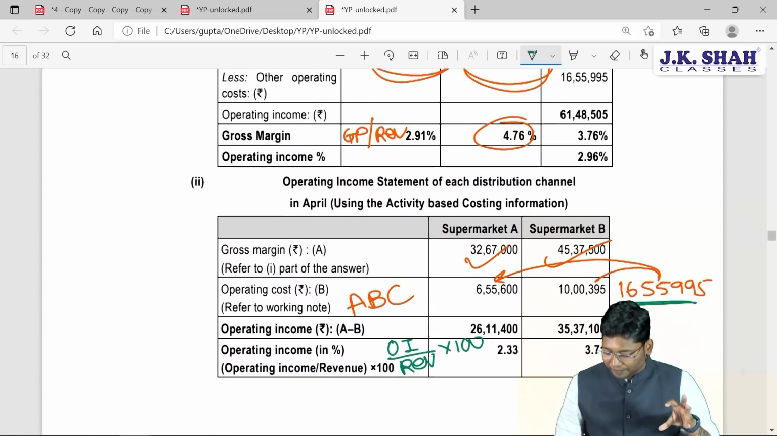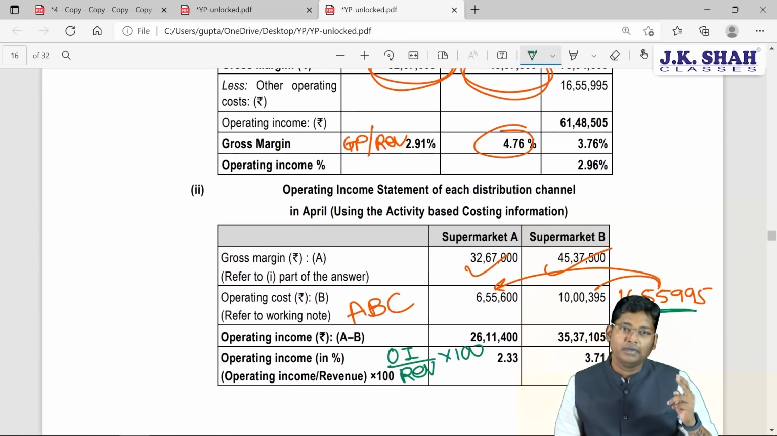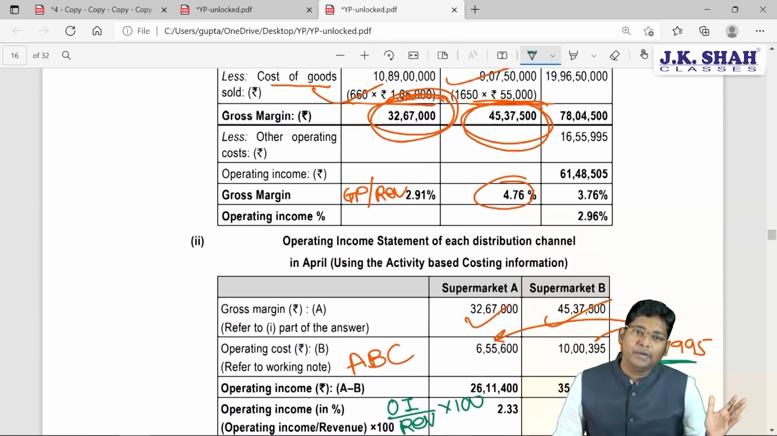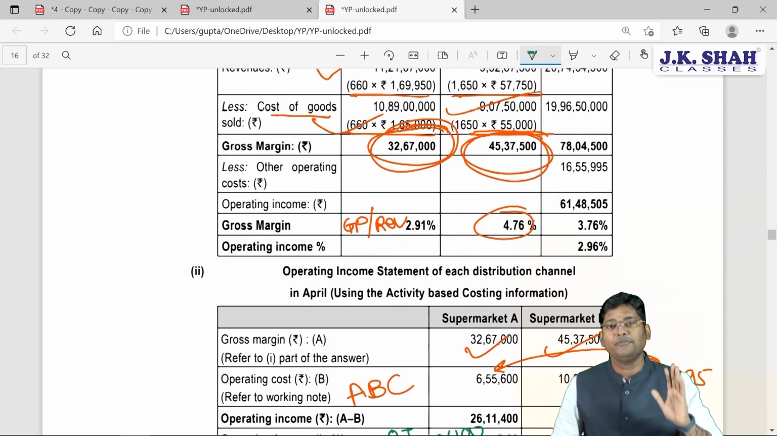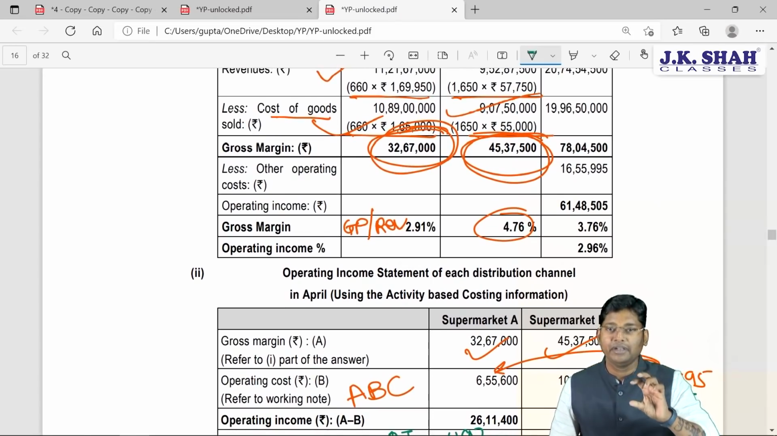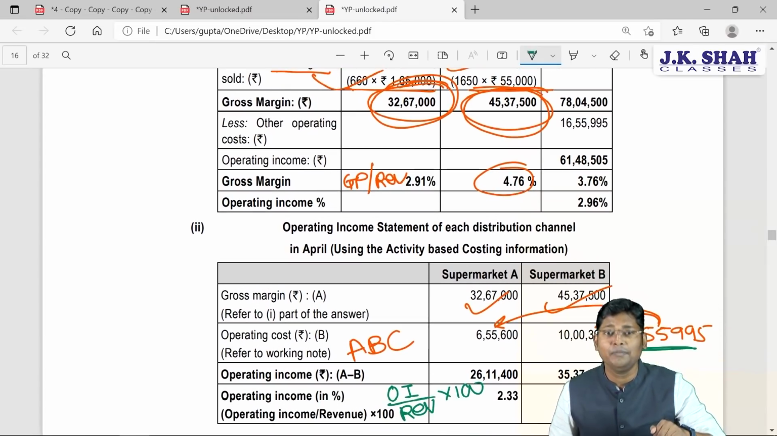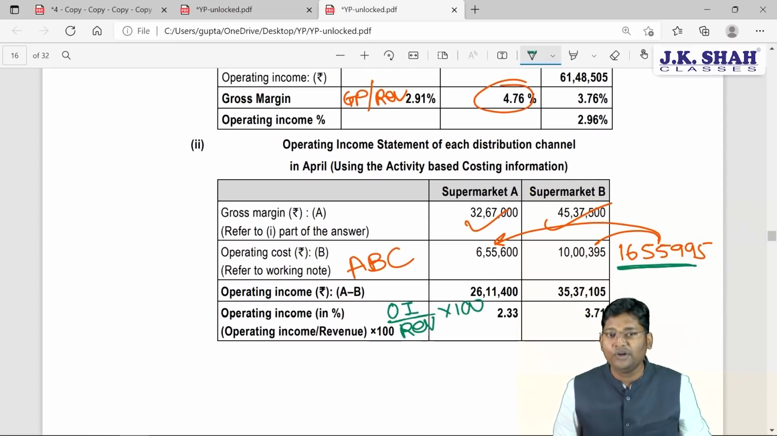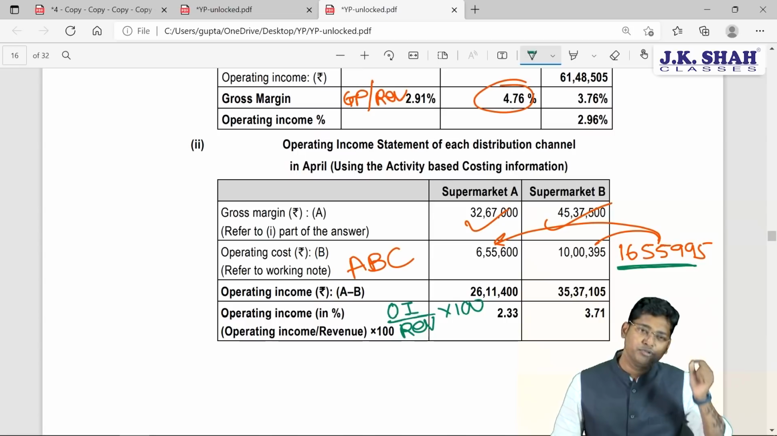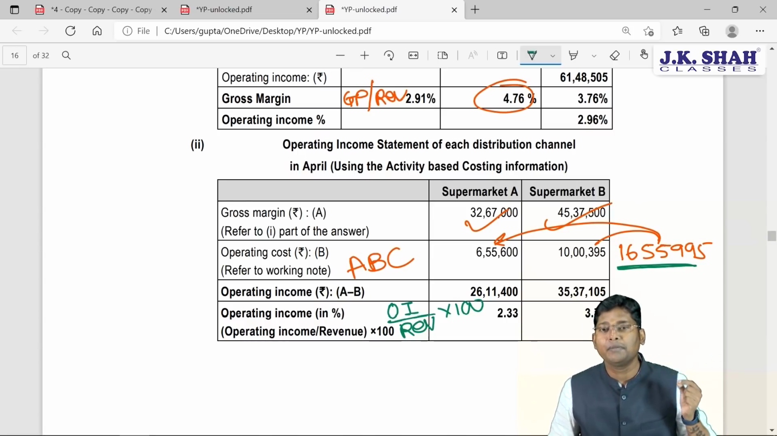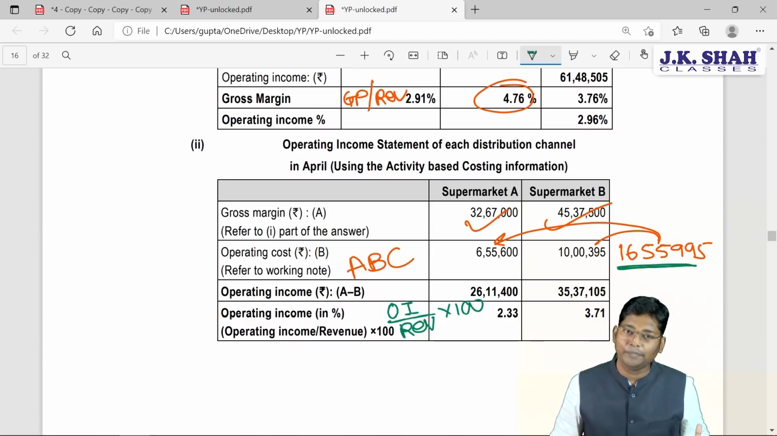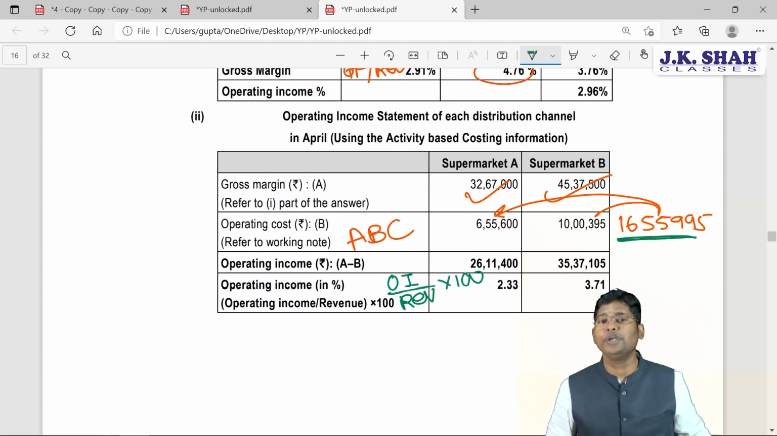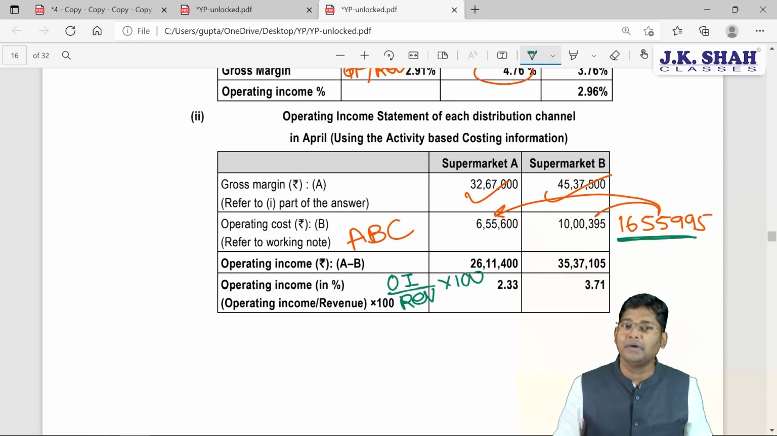So question was divided into two parts. What was the previous practice of the company? They used to evaluate their performance on the basis of gross profit ratio. What is the current practice of the company? They are using the ABC system for the purpose of apportionment of their operating cost. Operating cost is divided into 5 activities. So 5 rates we computed, and we have computed supermarket A and supermarket B's operating cost. So breakup is computed, and now company is going to ascertain the operating income margin.